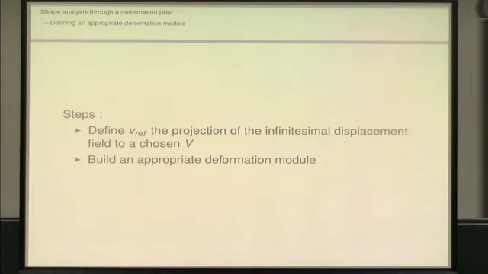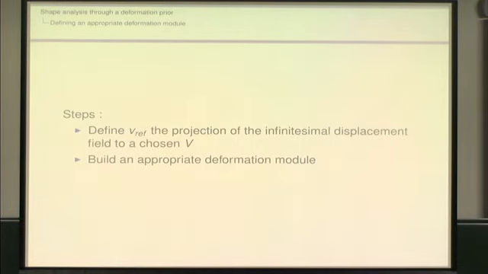Then I have to build what I will call an appropriate deformation module. So I have to define what is an appropriate deformation module. In order to define this, we have to say, now that we know a reference vector field, which I will call the projection of our initial displacement field, what are the other vector fields that I want to be able to generate? Intuitively, given what we have here, if the little structure here is rotated, we want the vector field to be also rotated.